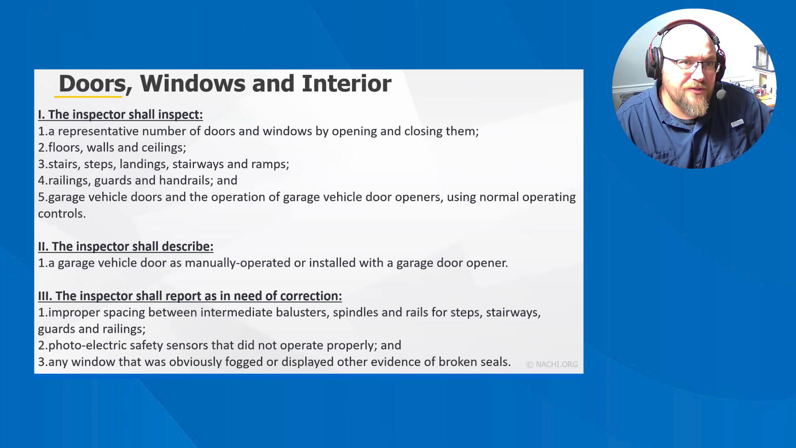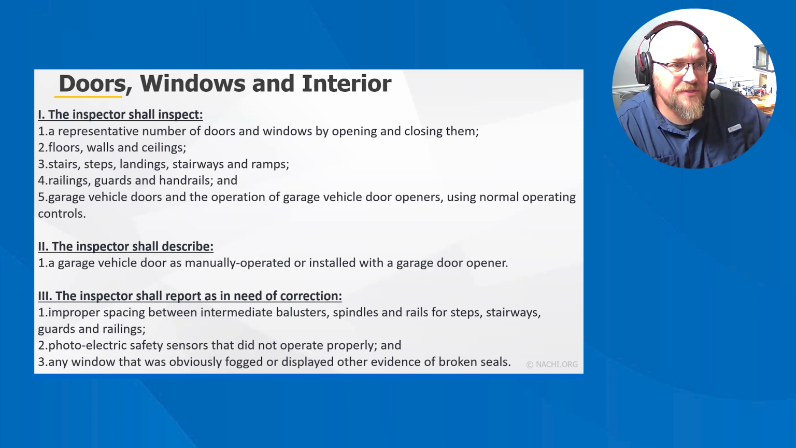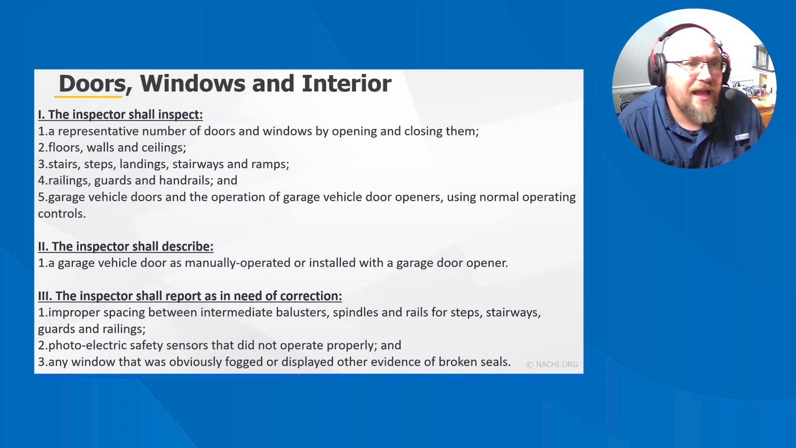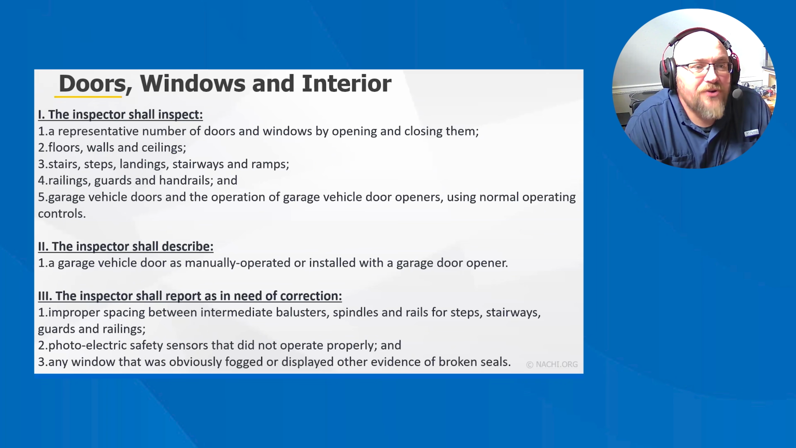And then for the interior, doors, windows, and interior, inspectors shall inspect a representative number of doors and windows by opening and closing them, floors, walls, and ceilings, stairs, steps, landings, stairways, and ramps, railings, guards, handrails, and garage vehicle doors and the operation of garage vehicle door openers using normal operating controls. The inspector shall describe a garage vehicle door as manually operated or installed with a garage door opener.